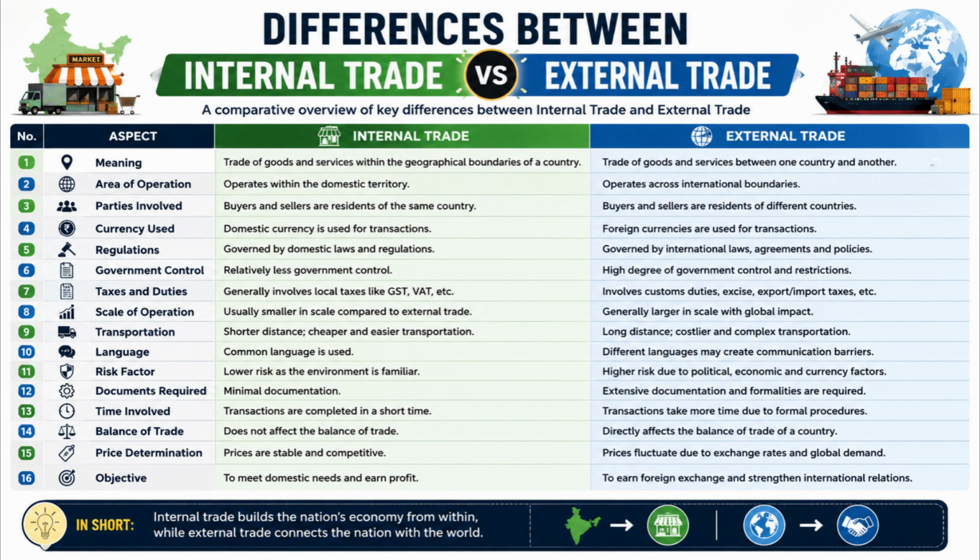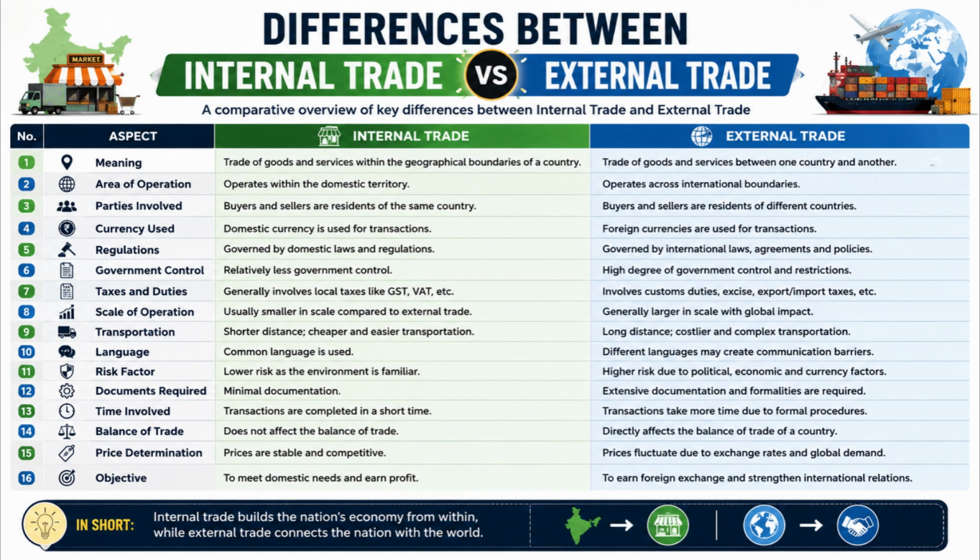Number 7. Internal trade generally involves local taxes such as GST or VAT, whereas external trade involves customs duties, import duties, export duties, and tariffs. Number 8. Internal trade is usually smaller in scale, whereas external trade is generally larger and has a global impact.